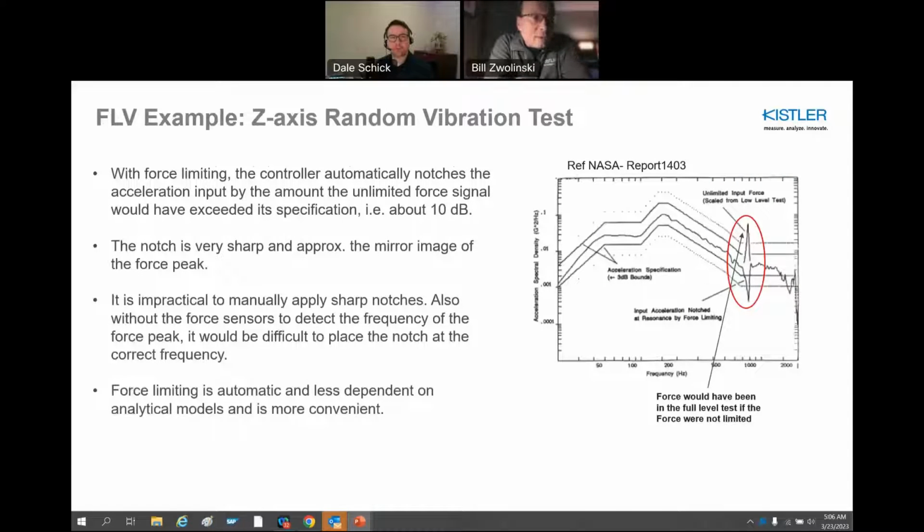This is an example of what you might find in actual practice, where the diagram shows an unlimited input force, and basically this notching that we just talked about, and Dale will go into it in great detail, basically prevents over-testing of that satellite due to that resonance condition.